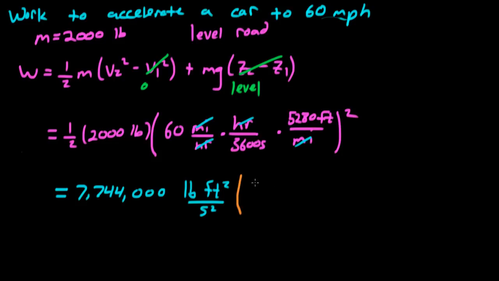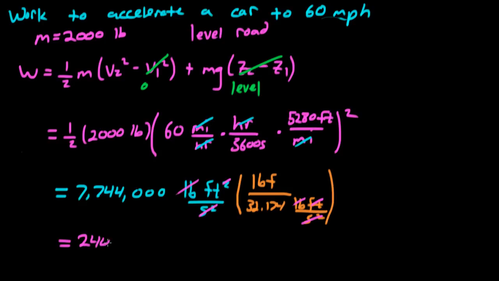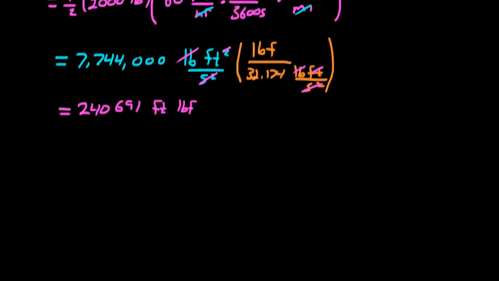But we can see that there's a pound force hiding in there. Remember, a pound force is 32.174 pound mass feet per second squared. So one of the feet cancels, the seconds cancel, and the pounds mass cancel. And we're left with 240,691 foot-pounds force. And that's the work that it took to accelerate that car.